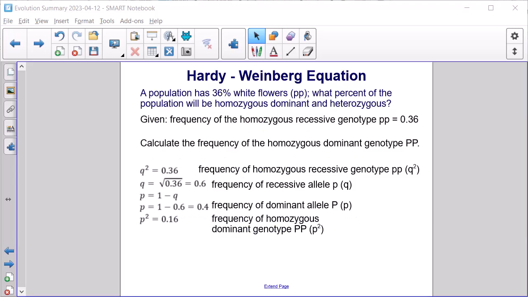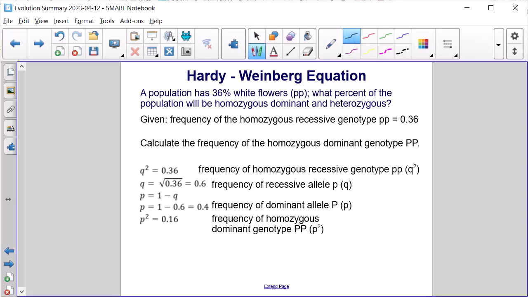All right, let's look at an example using the Hardy-Weinberg equation. A population has 36% white flowers, which is homozygous recessive. What percent of the population will be homozygous dominant and heterozygous? So on this slide, we're going to look at homozygous dominant. We'll answer the first part of the question, and on the next slide, we'll answer the next part of the question.